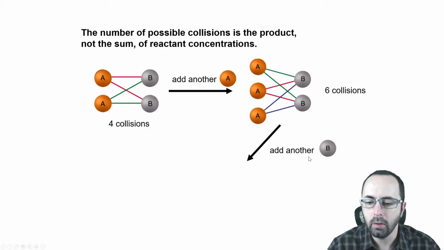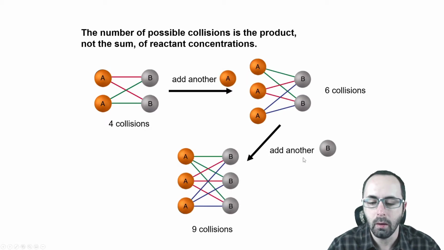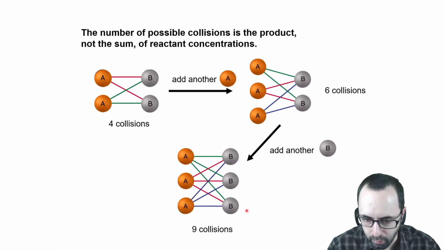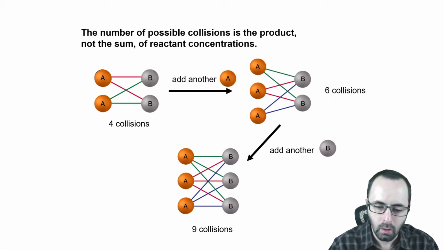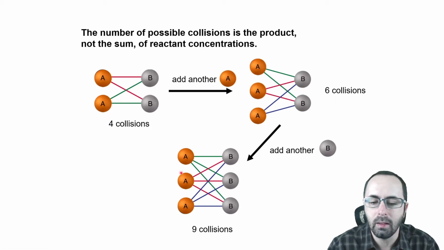If we add another molecule, molecule B here, now we have 3 reactant A molecules times 3 reactant B molecules, 9 possible collisions. This reactant A can collide with any 3 of these reactant B, likewise for this one and likewise for this one, so 9 possible collisions. And so that's why the rate law is described by multiplying the concentrations.